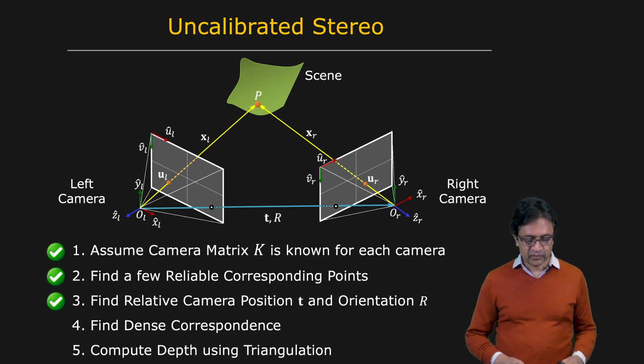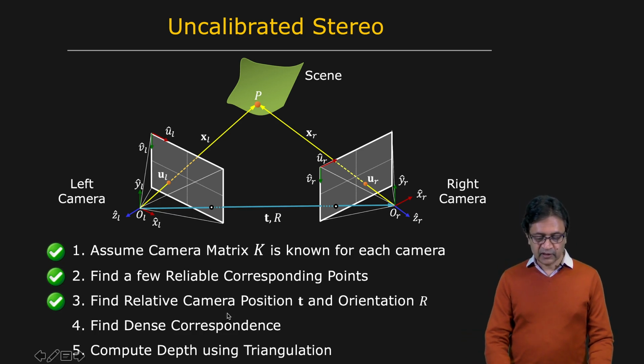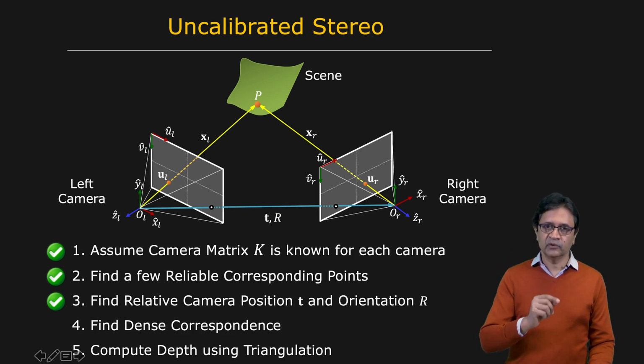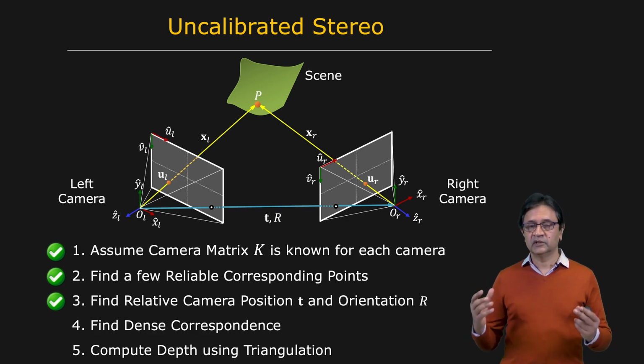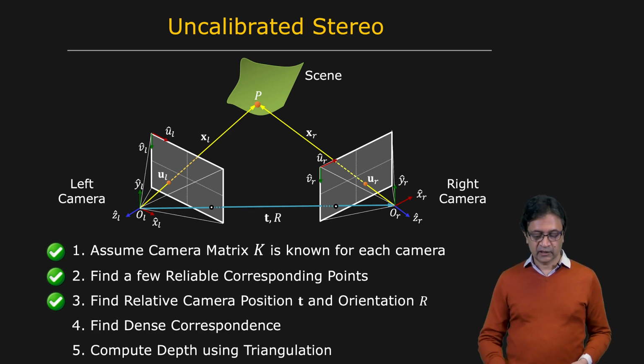So where are we in our process? We have calibrated our stereo system. The next thing we want to do is to find dense correspondence. Ideally, for every point in the left image, we want to find the corresponding point in the right image. Once we've done that, we want to triangulate and compute depth.